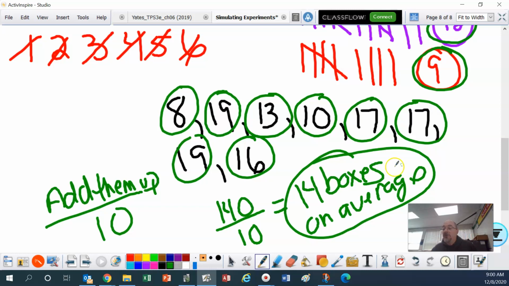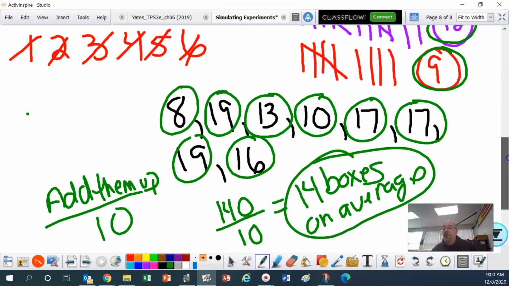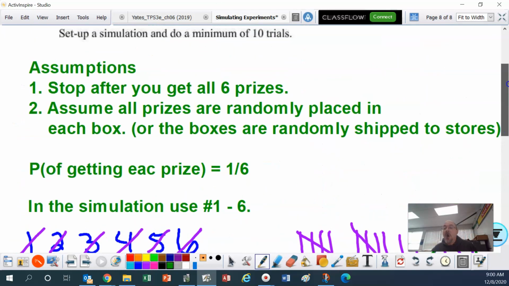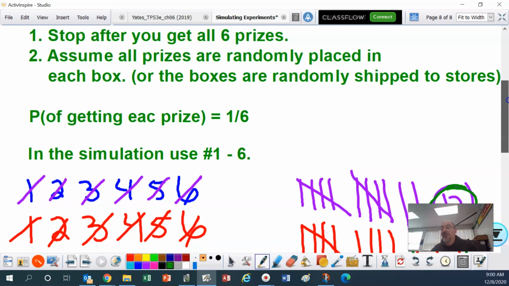Again, we're having to assume that they're randomly placing those prizes in the boxes, or that the boxes are being randomly shipped to stores. That one's probably more realistic because technically they're being randomly shipped to stores. They don't pick out, they just put boxes in there and send them to stores.